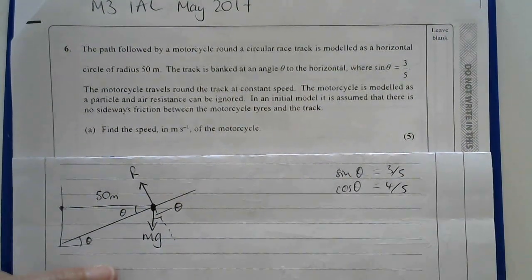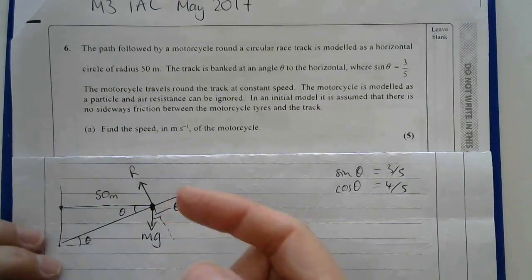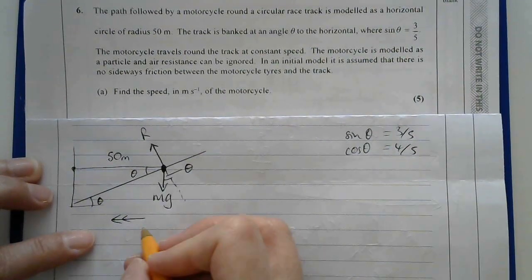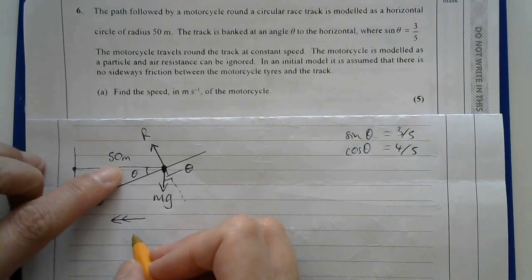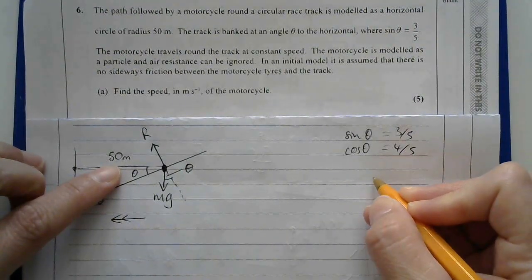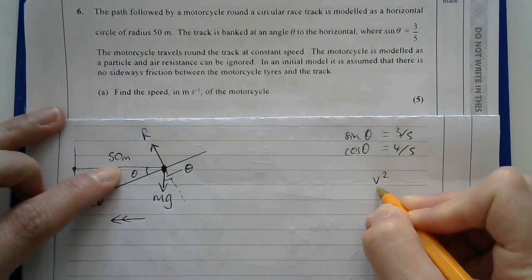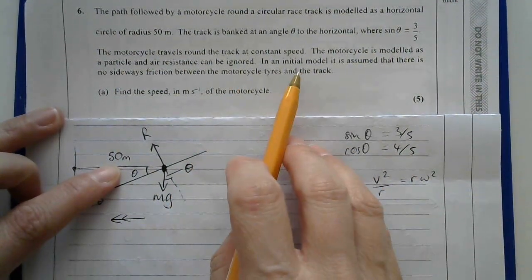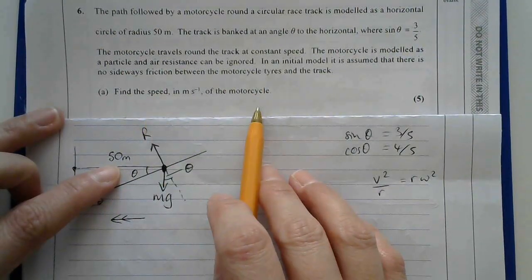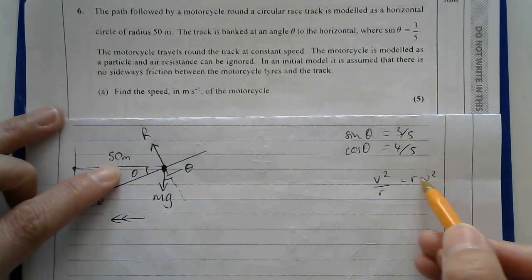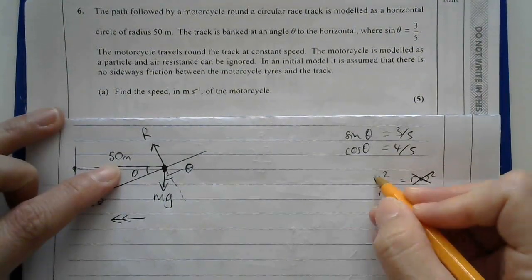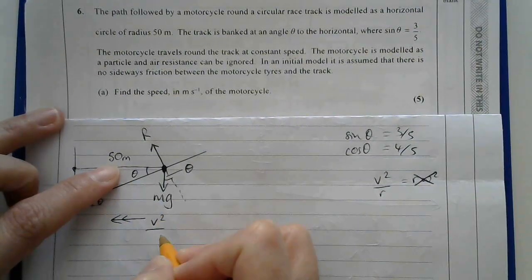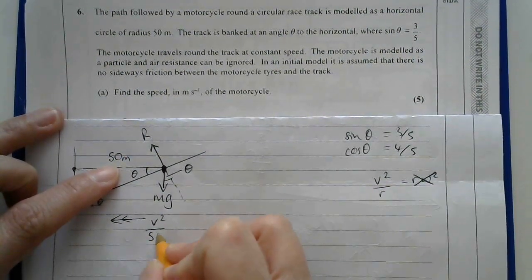Then I know that the acceleration will be towards the centre of the circle, so I can do a double arrow here. The radius is 50, and for the acceleration towards the centre of the circle, I can either use v squared over r or r omega squared. Now in this case, because we're talking about the speed of the motorcycle, it would be a better idea to use v than to use r omega squared. This one with a v in it, so v squared over r. So I'll write v squared over the radius, and the radius they told me was 50.